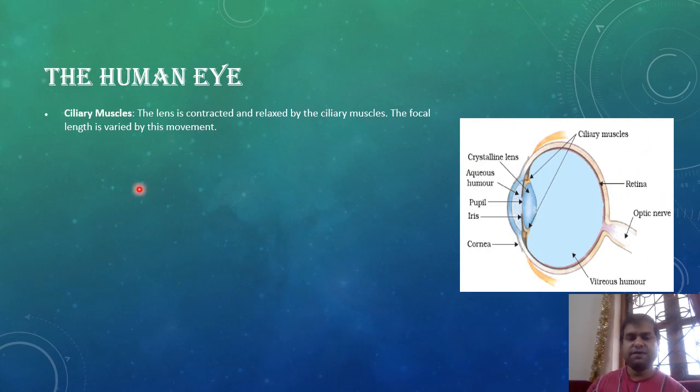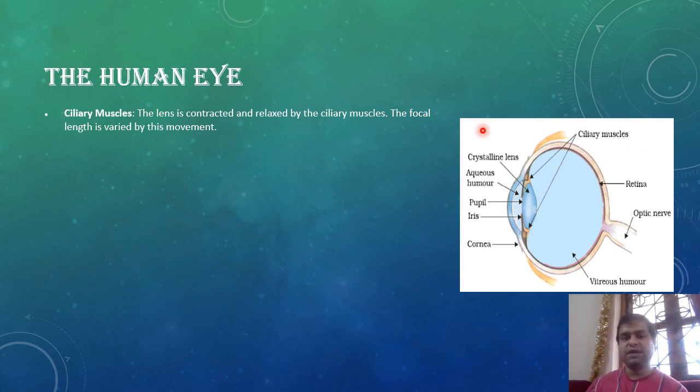Then you have the ciliary muscles. Have a look where the ciliary muscles are marked. They are on either side, flanking the lens. The lens is contracted and relaxed by the ciliary muscles. The focal length is varied by its movement. Now, it is a lens, so if it is a lens, there would be a focus point. There will be a focus point depending on where the object and the image are.